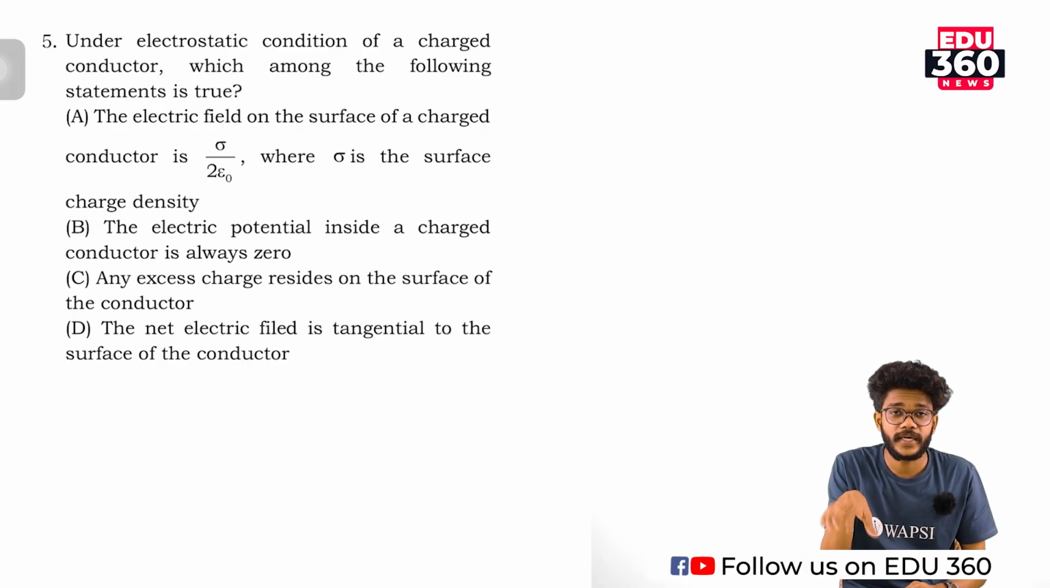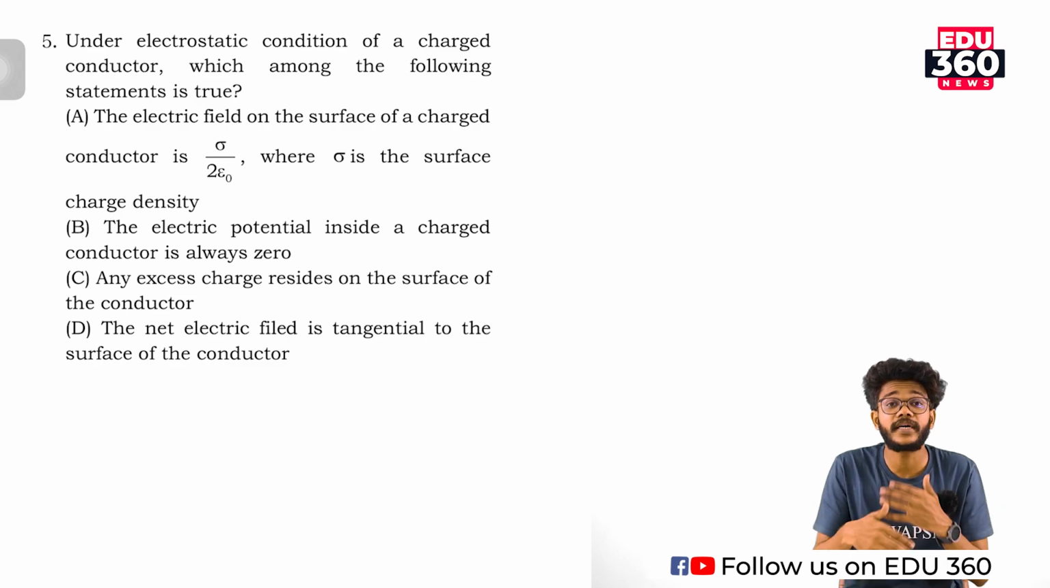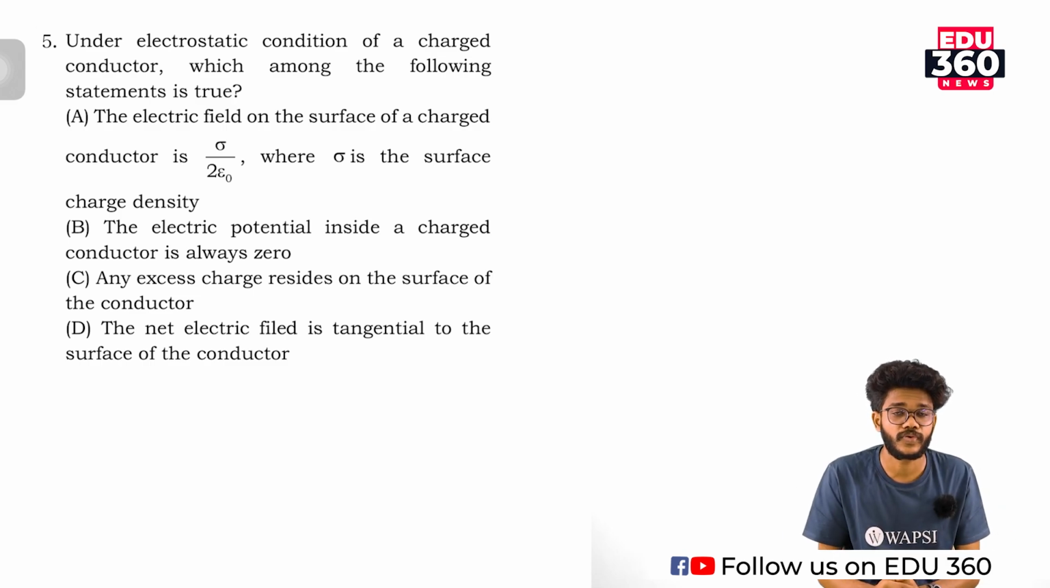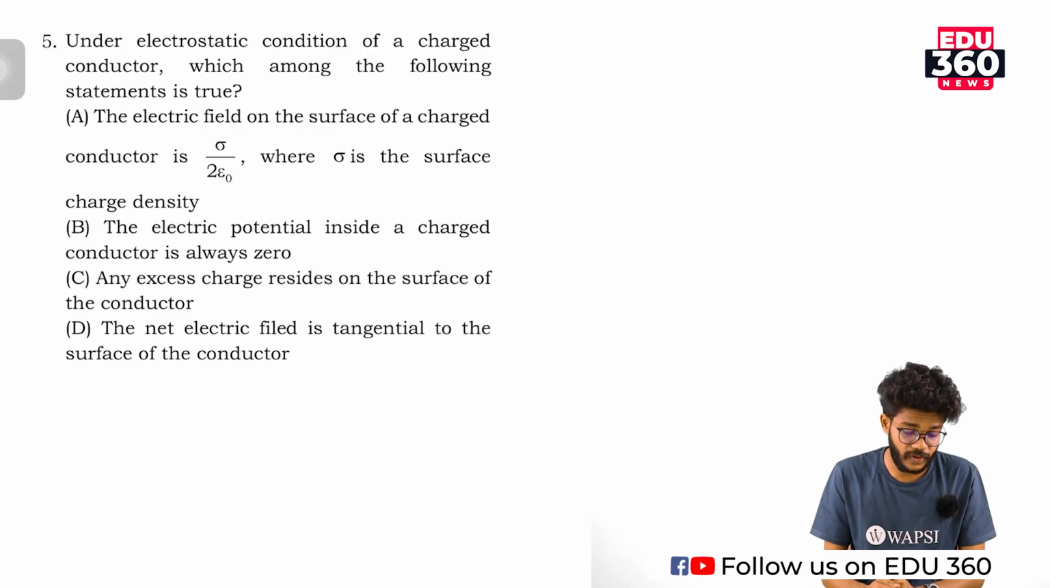That's why we are using very thick wires in order to connect high current sources. We use thick wire to increase the surface area. And option D is: the net electric field is tangential to the surface of the conductor.